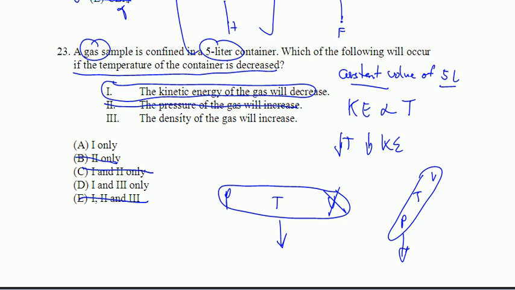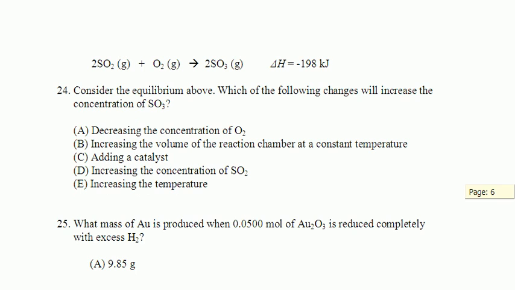The density will increase. Okay, density equals mass over volume. We know that volume in this case is constant. Let's look for any sign of pumping more gas in or increasing the mass. It's confined. Which of the following will occur if the temperature is decreased? We're not changing M at all. So the only viable answer is A, kinetic energy and temperature relationships.